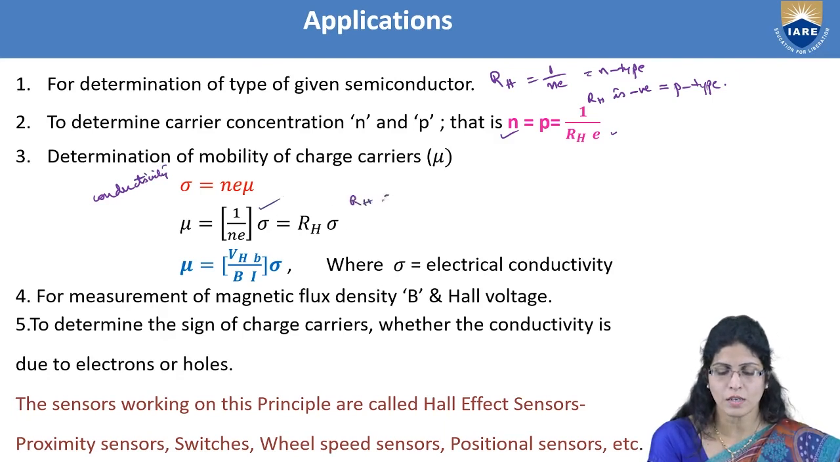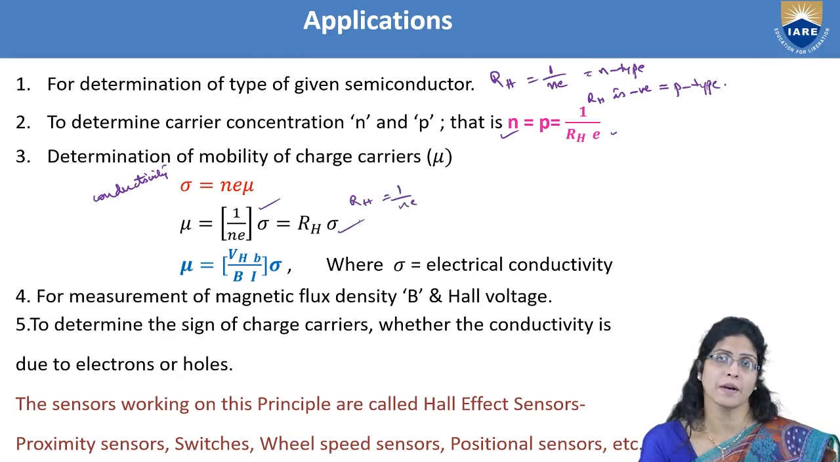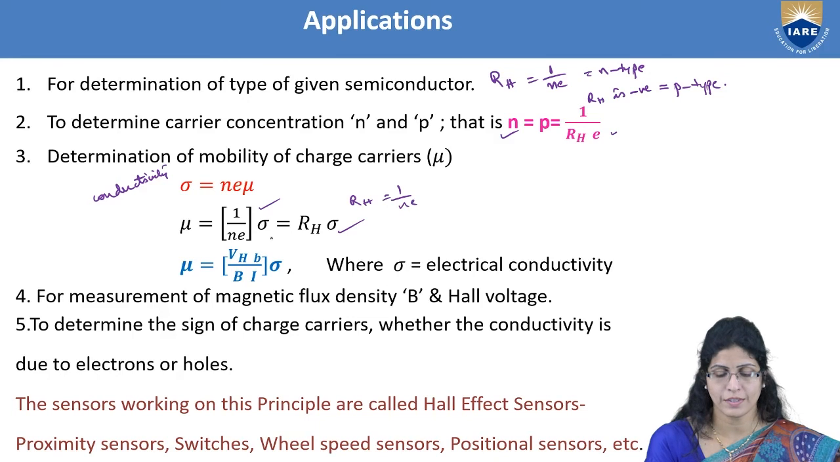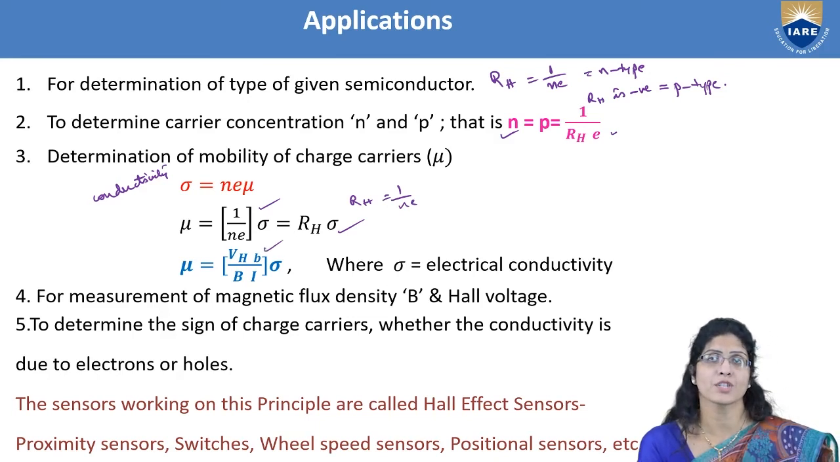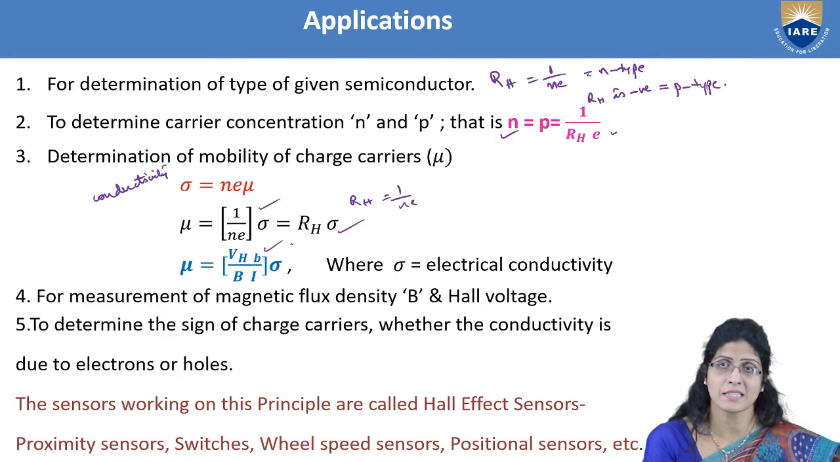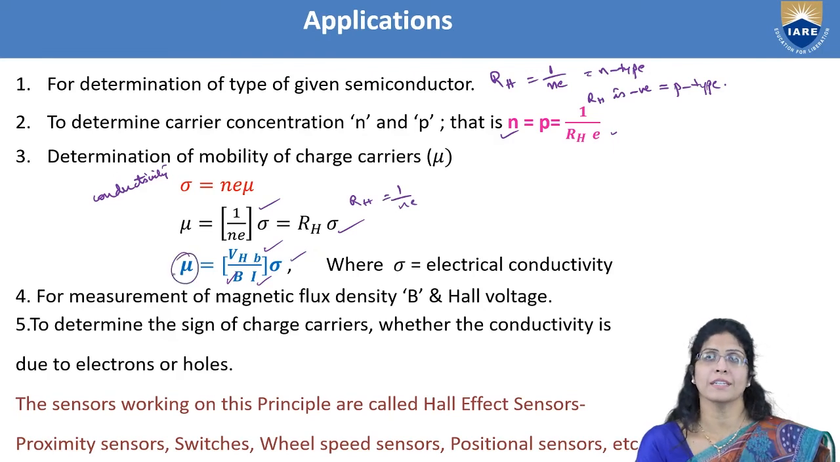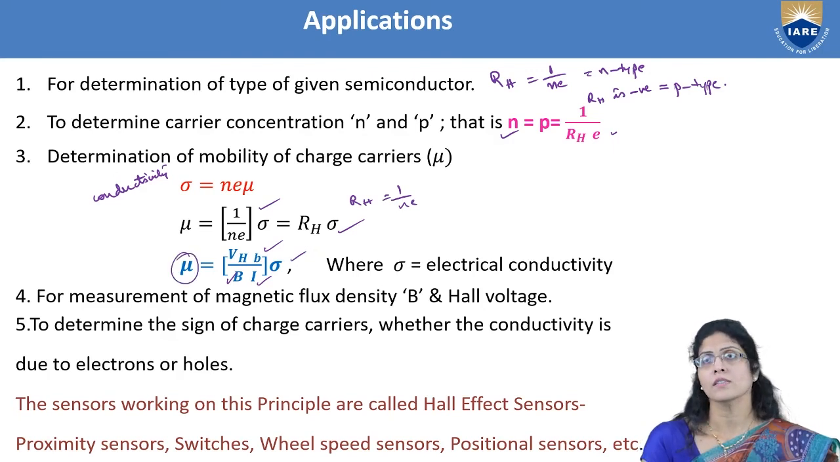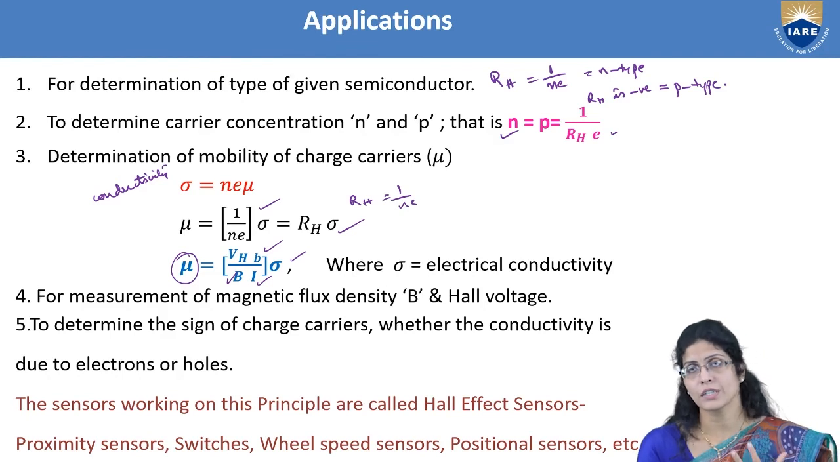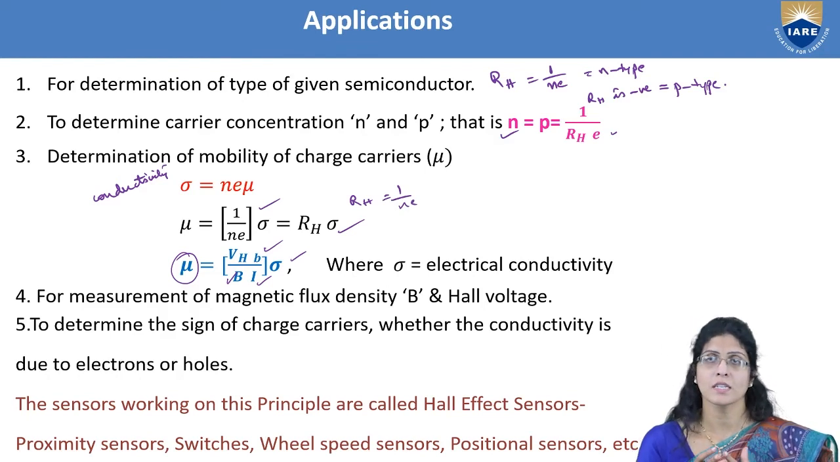We know that RH is equal to 1 by Ne. So just substituting that, you get RH into sigma. And we have seen RH is equal to VHB by Bi, substituting that. And if you can calculate the voltage, and as you know the parameters, that is B, which is the width, and the applied magnetic field B, and the current which is flowing through it, and if you know the conductivity, you can know the mobility of the charge carriers. Okay, so thus you can even go further in describing the electrical properties of this semiconductor.